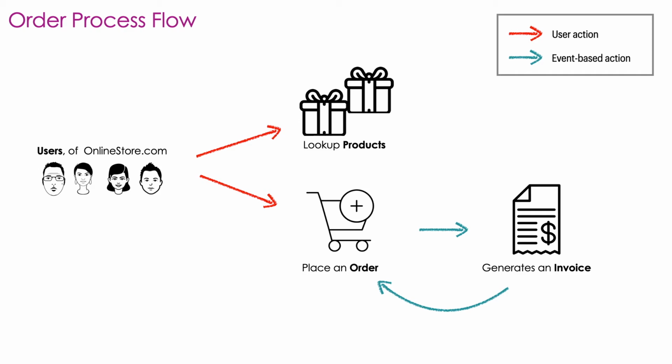However, in this case, we now introduce the event-based concept where a user action triggers a systemic action behind the scene. So when the users place an order, it triggers a process to generate a PDF invoice. Once the PDF invoice is generated, the order learns about that process and then maintains a reference to that generated invoice.